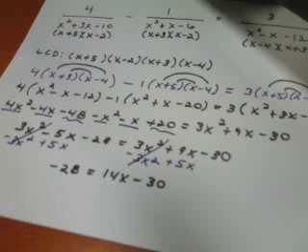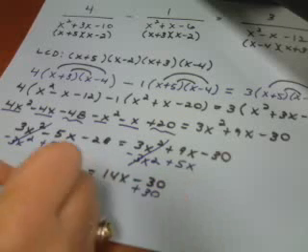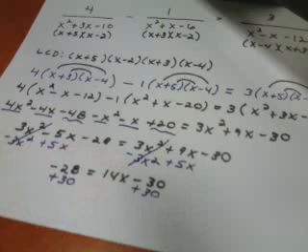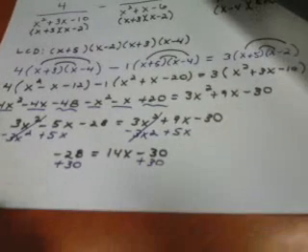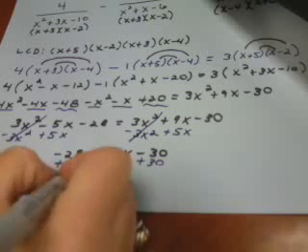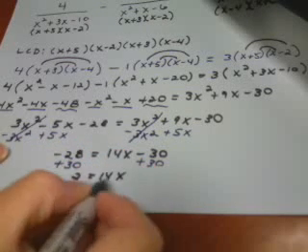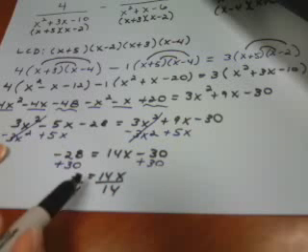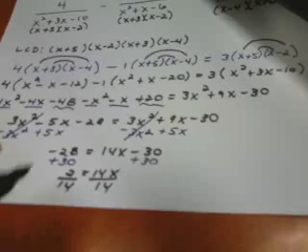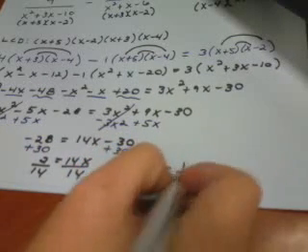Alright, well now that I chose to move the x's to the right, I'm going to move the numbers to the left. So I'm going to add 30. And if you see, we're at the very end here, I'm going to get positive 2 equals 14x. My last step is to divide by 14. Now your answer is 2 over 14. Of course that can be reduced, so your final answer would be x equals 1 over 7.